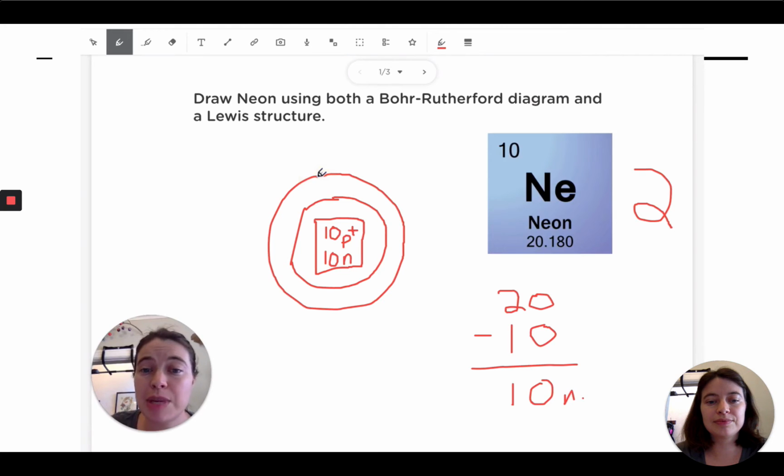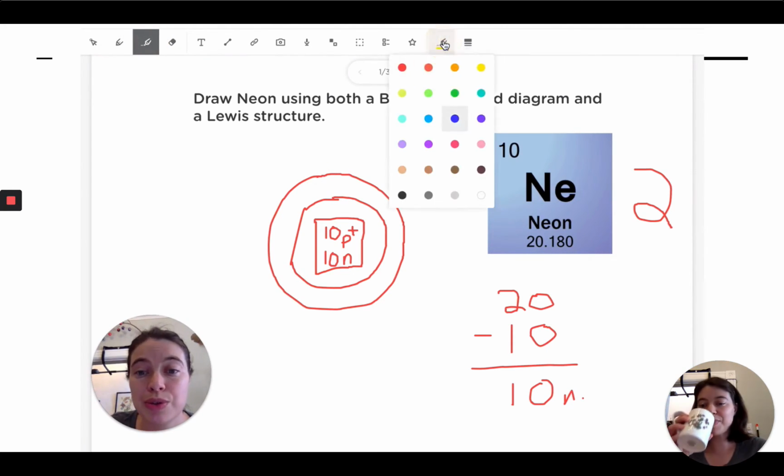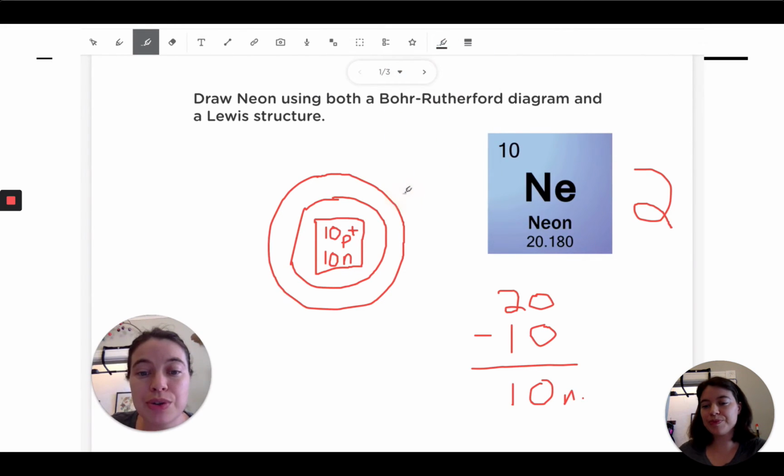So the next thing for me to think about is my electrons. Now here I have a neutral neon atom. And for this neutral neon atom, that means that it has to have the same number of electrons as it has protons. So if I have 10 protons, that must mean there are also 10 electrons. So I'm going to start from the innermost shell first. That innermost shell can hold 2 electrons. I've got 10 total. So I'm going to fill it up.